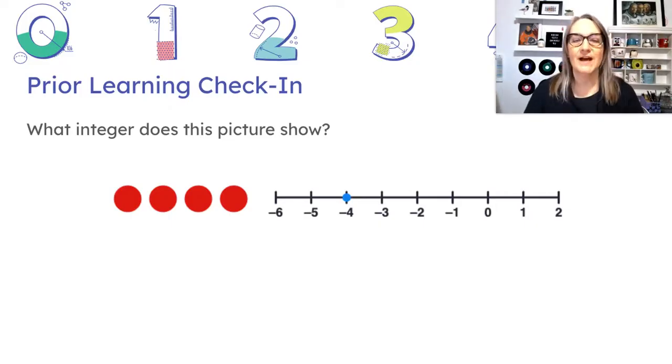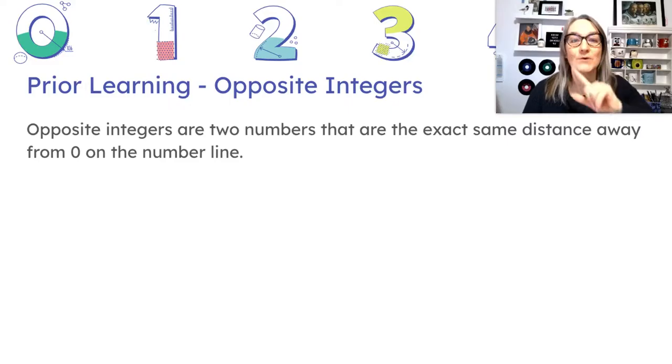We see here we have 4 red counters, and we remember that each red counter represents negative 1. There are 4 red counters, so that's negative 1, negative 2, negative 3, negative 4. We also see on the number line that we have moved to the left of 0. That's in the negative direction. We moved 4 units to the left of 0 on that number line, negative 4. Good job.